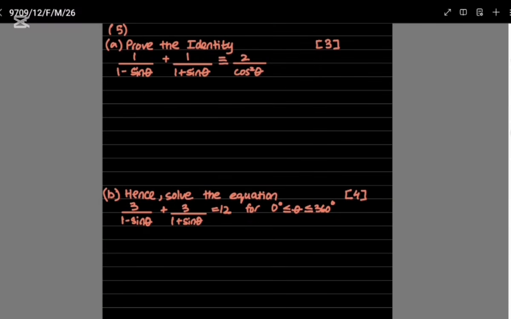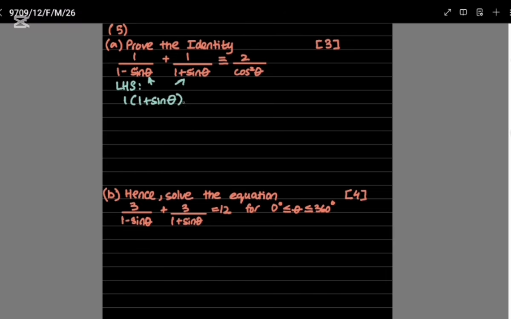Number 5, part A, prove the identity 1 over 1 minus sine theta plus 1 over 1 plus sine theta is identical to 2 over cos squared theta. So the left hand side, we start with the left hand side. So we just can't simply add them up because the denominators aren't the same. So let's take a common denominator. So for that we just basically cross multiply.